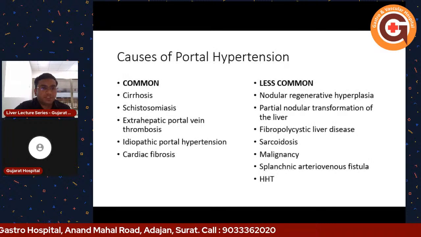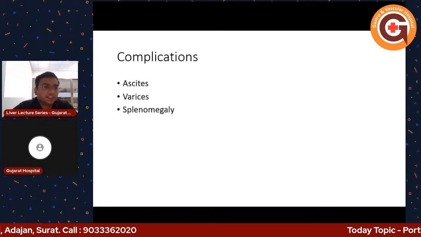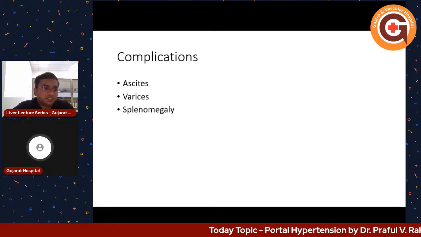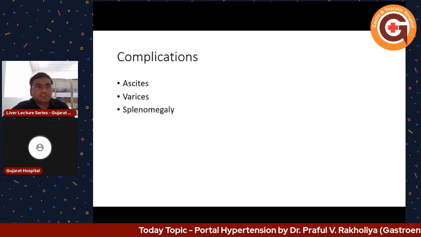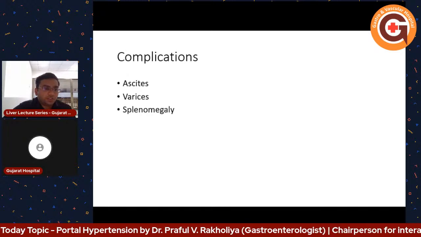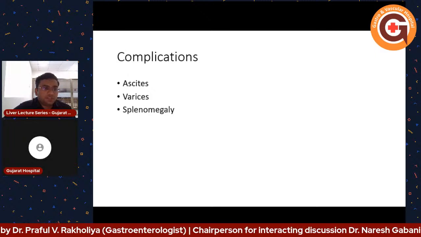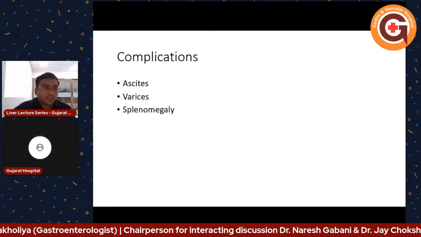Portal hypertension leads to common complications like ascites, varices, which are esophageal, gastric, and rectal varices, and sometimes caput medusae, and it also causes splenomegaly.